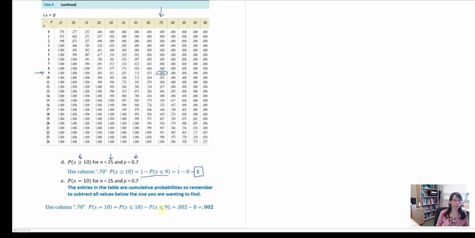So in the table, probability of x less or equal to 10 is our 0.002, and we would subtract the probability of x less or equal to 9. That would be 0. So we have 0.002 minus 0 is equal to 0.002. And that is our final answer.